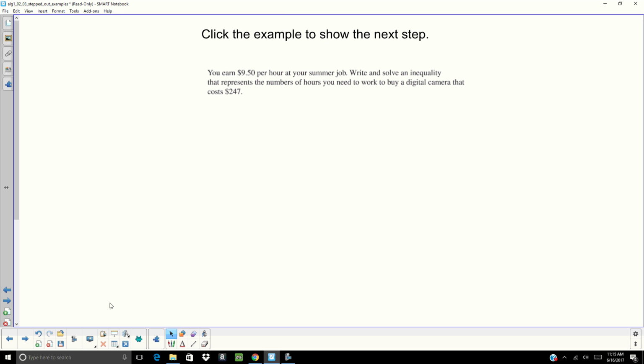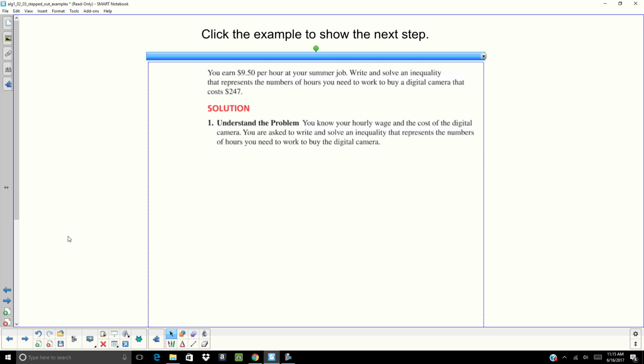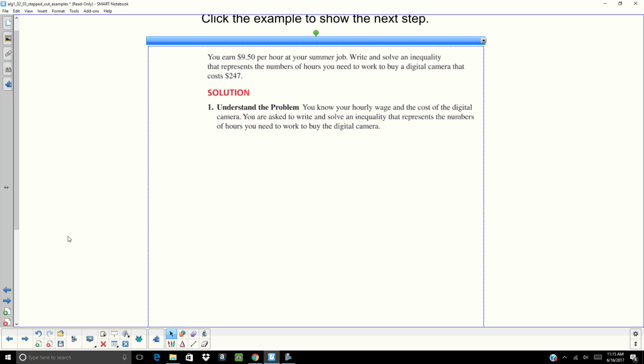So let's move on to a word problem, everybody's favorite. On this one, you earn $9.50 per hour at your summer job. We want to write and solve an inequality that represents the number of hours you need to work to buy a digital camera that costs $247. So we want to understand that problem. We have our hourly wage and we have the cost of the camera. We're asked to write an inequality for how many hours needed to work.